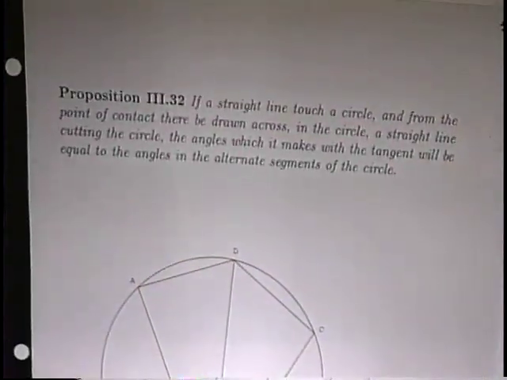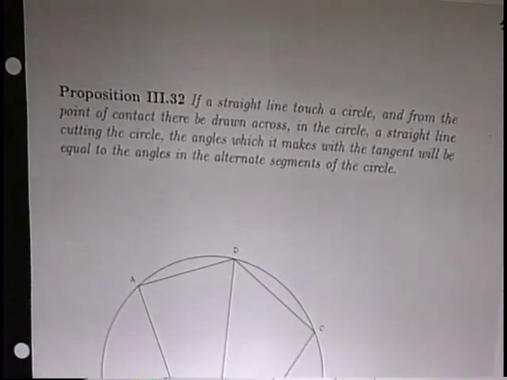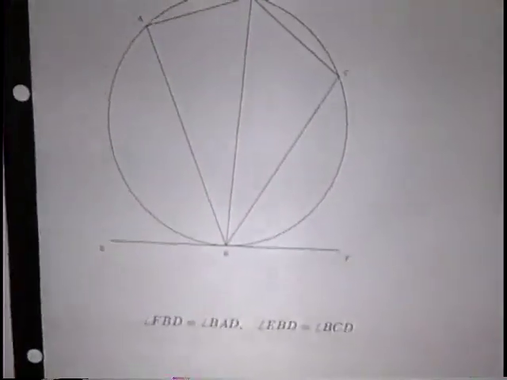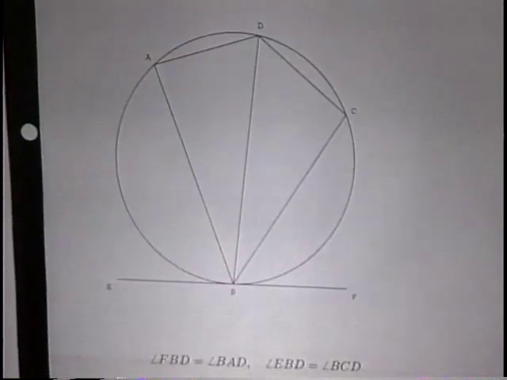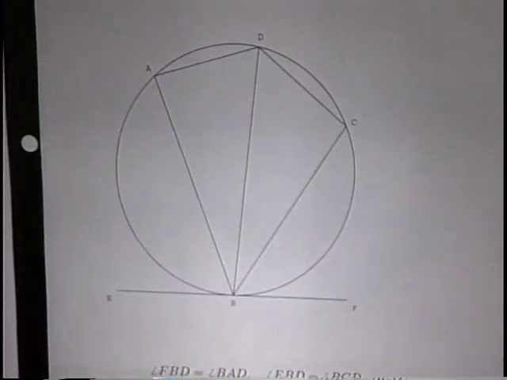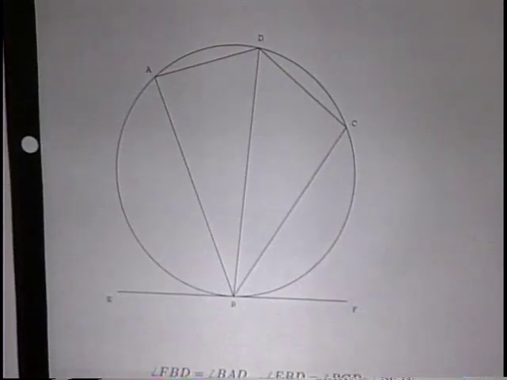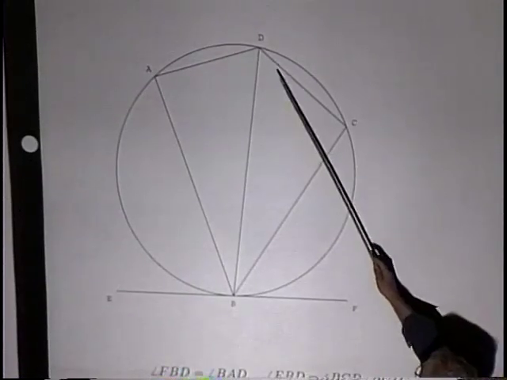So, if a straight line touches a circle, and here's the straight line touching the circle, and from the point of contact there be drawn across in the circle a straight line cutting the circle, and that's the line BD. So that's an arbitrary line. I hope that looks arbitrary. And the angles which it makes with the tangent will be equal to the angles in the alternate segments of the circle. What this means is the following.